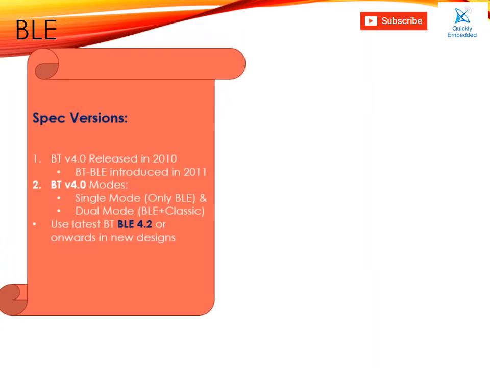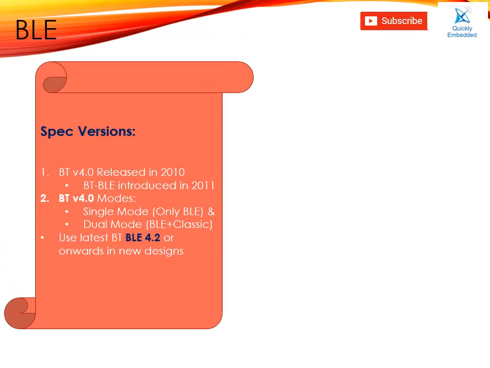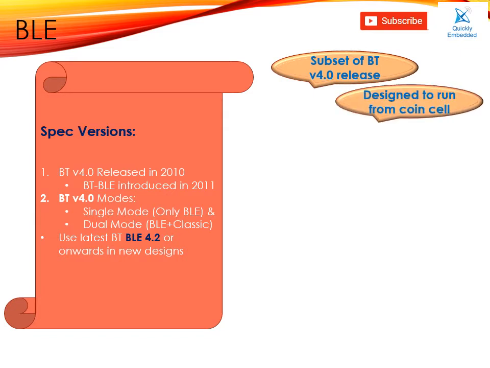Okay, let's talk about Bluetooth Low Energy specs and the versions. BT 4.0 was released in 2010, BLE introduced in 2011. So BLE was a subset of the version 4.0 spec in 2011 with an entirely new protocol stack for rapid build-up of simple links aimed at very low power applications running off a coin cell, designed to be lowest cost and easy to implement.